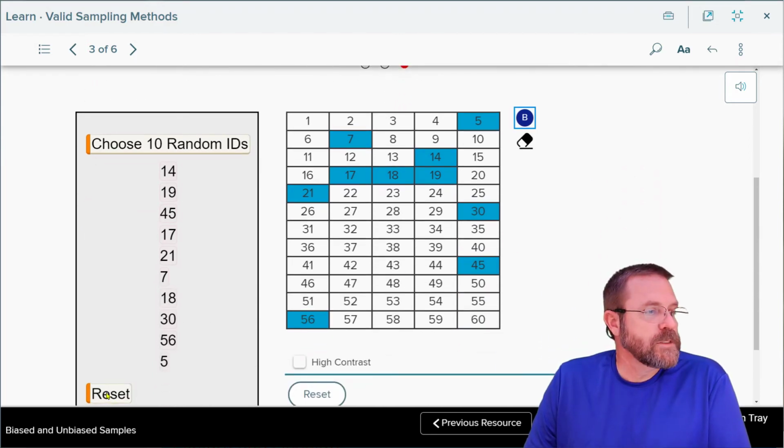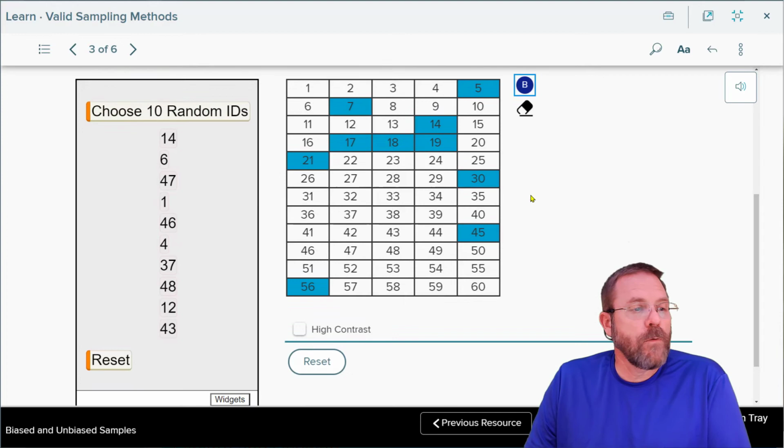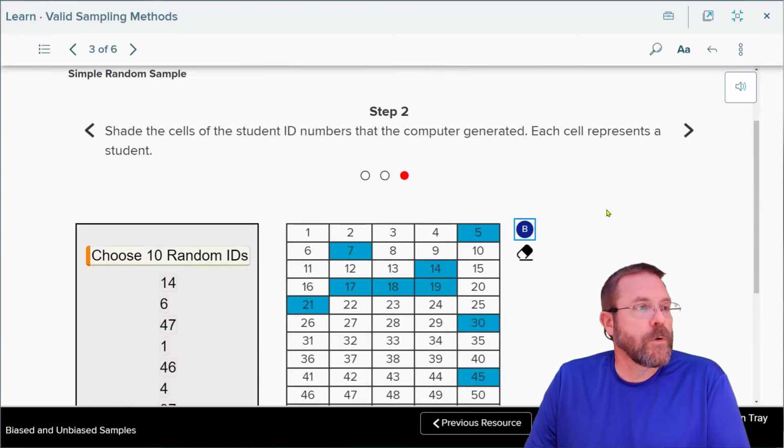Now we could reset that, and if we did a random sample again, you're going to see that we have different numbers this time, but it all varies on how you want to do it.